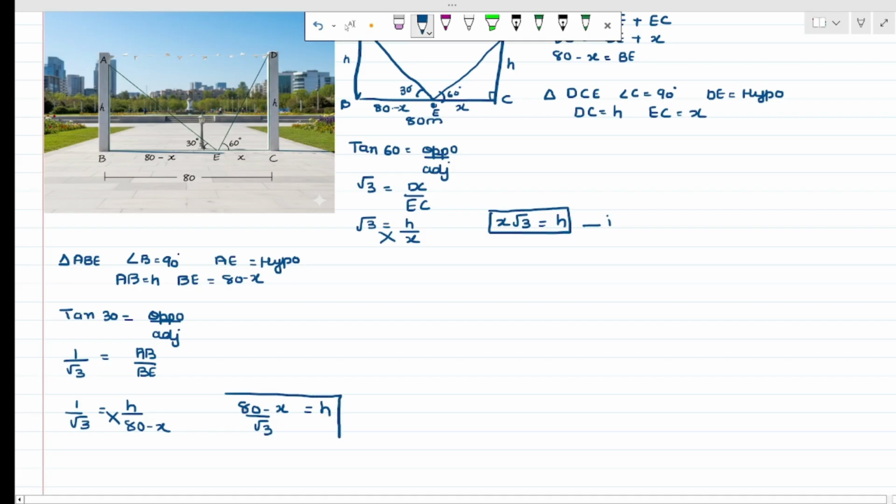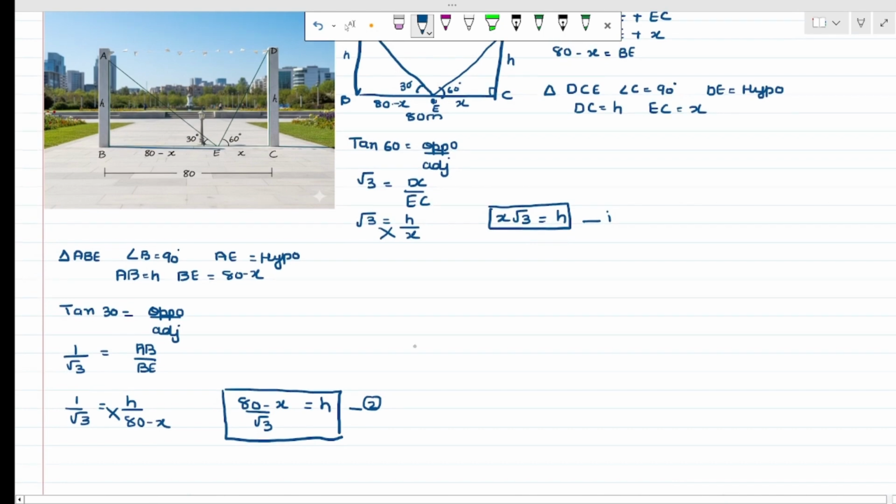Again, I got my value of h, and as the question says, both the poles' heights are equal. So we can compare the height of poles. Yes, for sure we can compare the height of the poles. So go for it, comparing. H is equal to h. So for my first, h is equal to x under root 3, and in the second case, my value of h is 80 minus x upon under root 3. Why are we comparing h is equal to h? Because they have already said that it's an equal pole. That means my value of h will be the same for both of them.